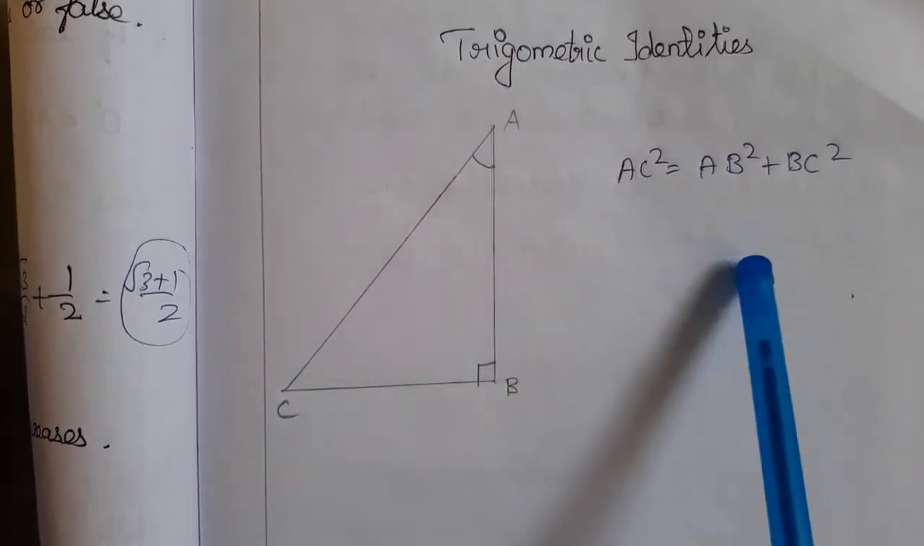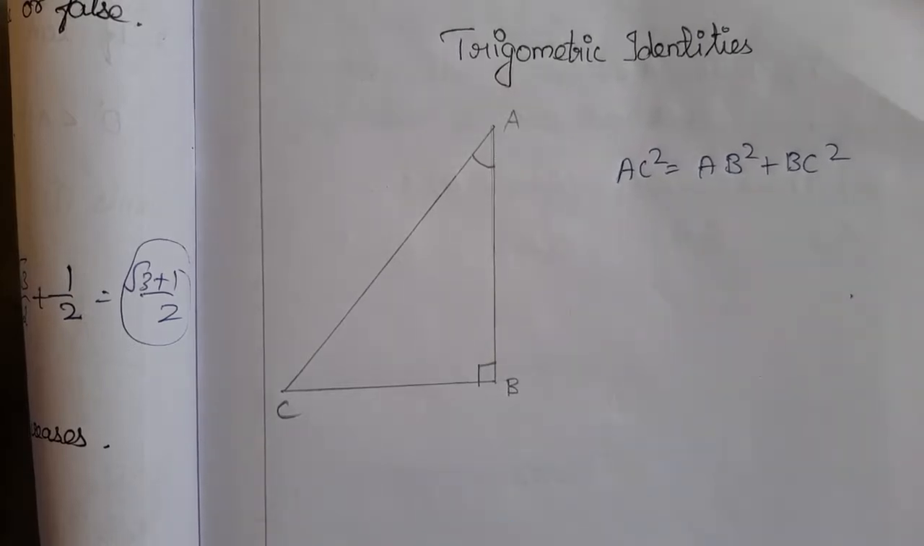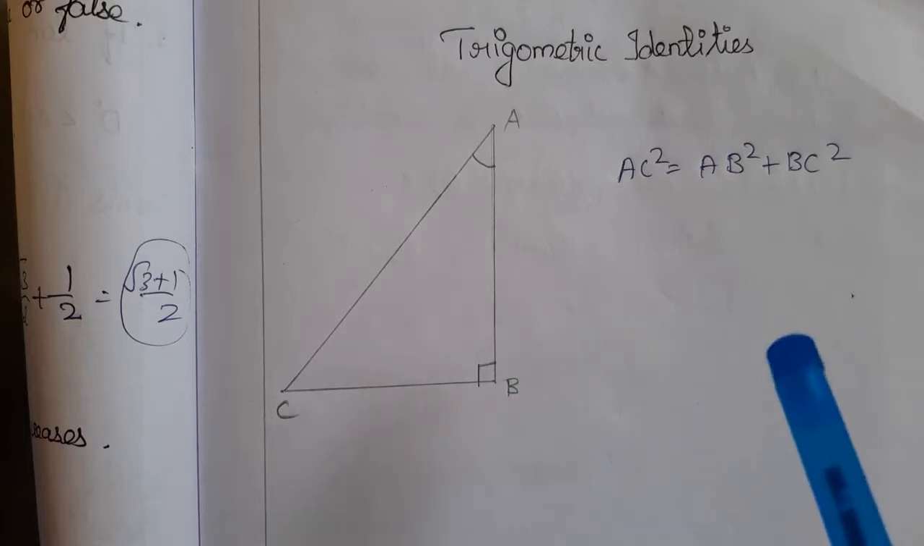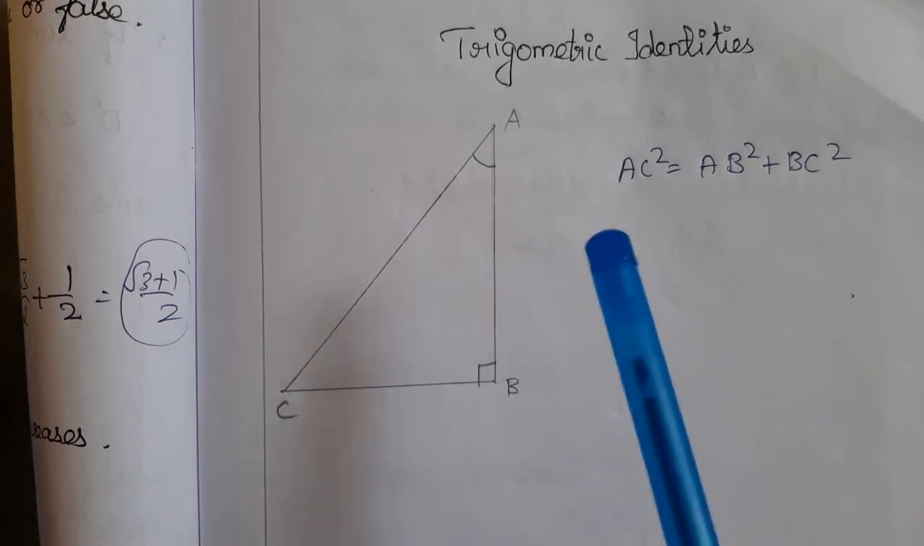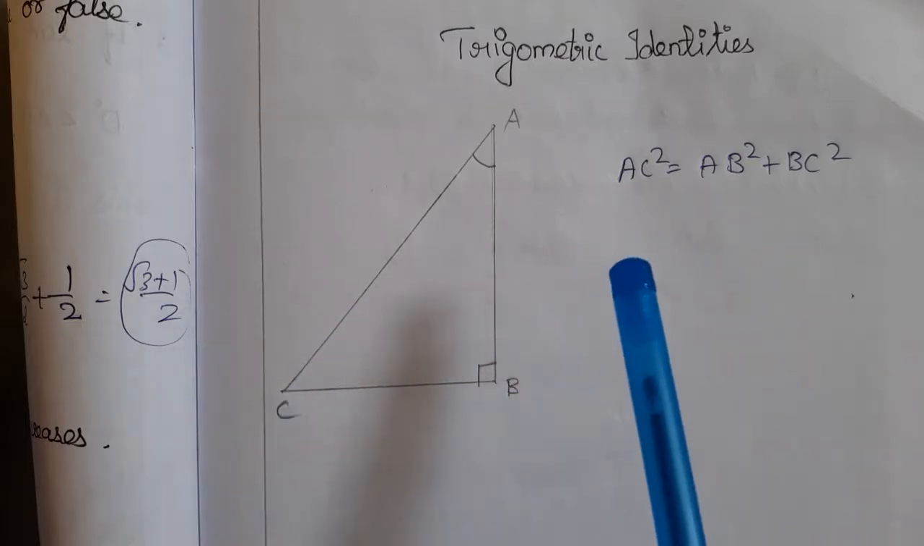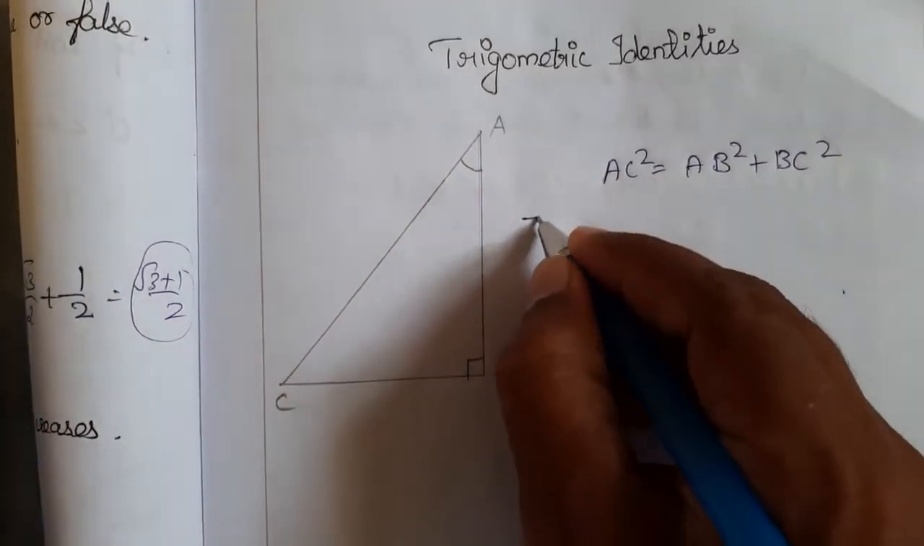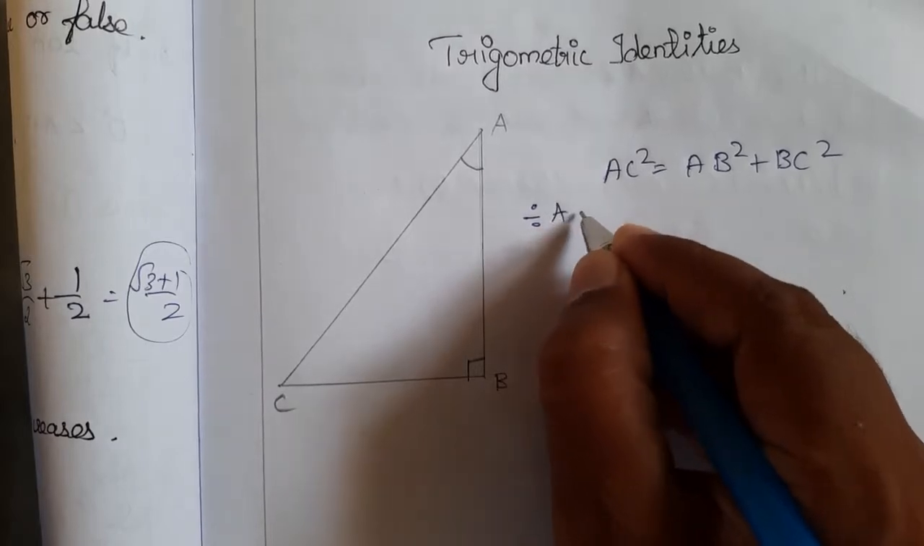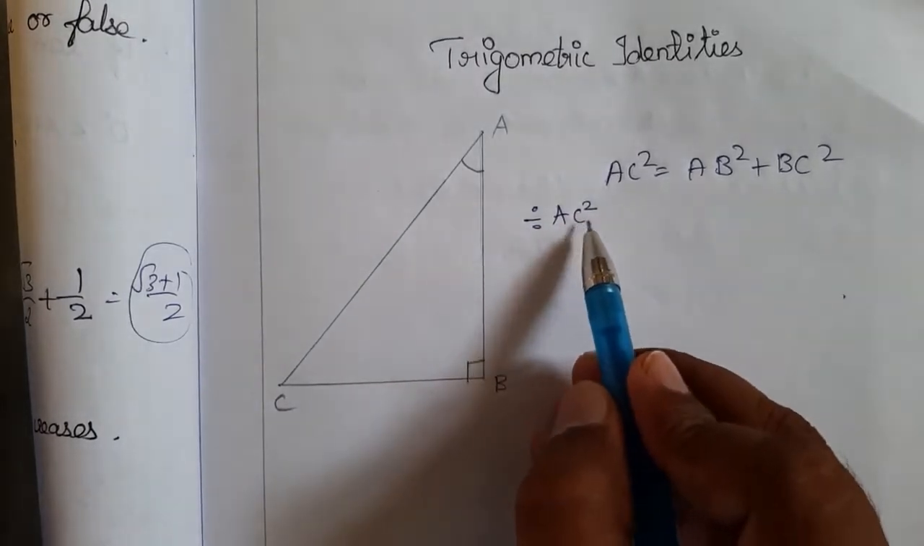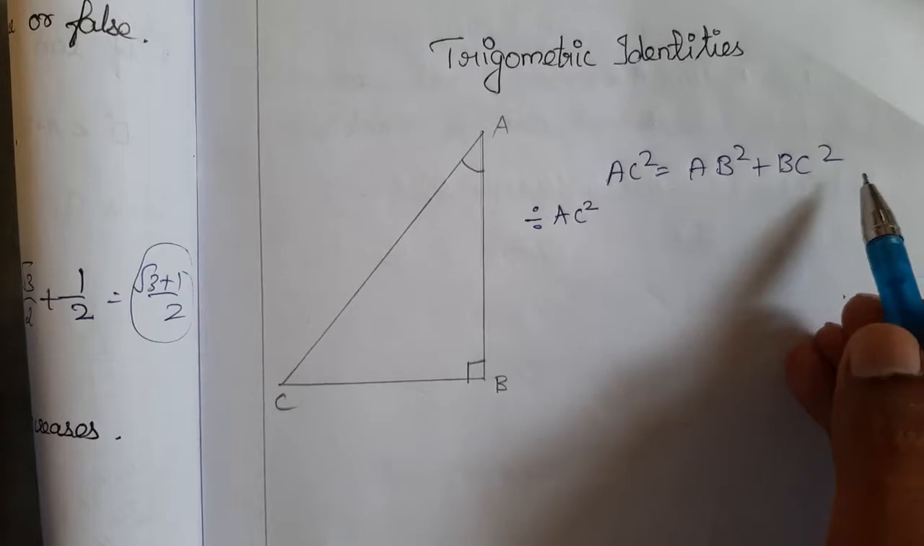So each time we will be getting ratios, so it will form equations. We already know that an equation is called an identity when it is true for all values of the variables involved. So let me divide this first with AC square. I am dividing with AC square since everything here is a square.